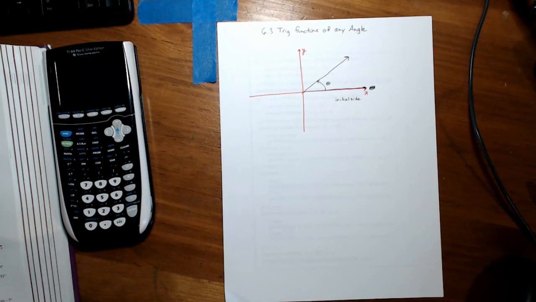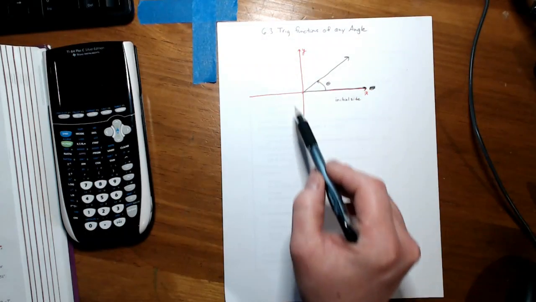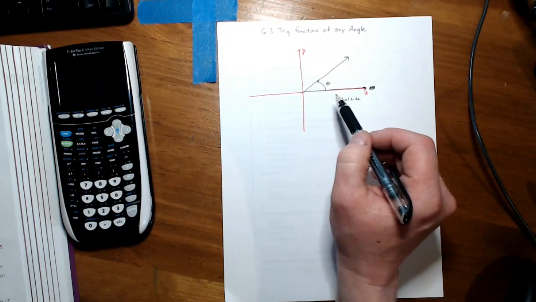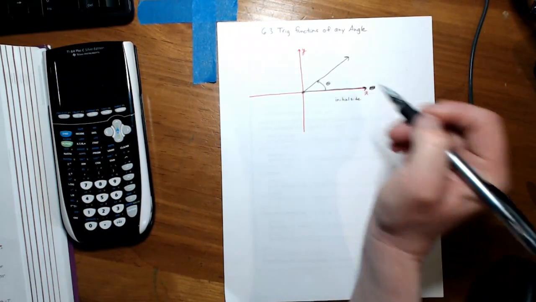Okay, in this section we're going to talk about trig functions of any angle. This is section 6.3. If you imagine a coordinate axis where you have your x-axis here and your y-axis here, we can measure any number of different types of angles as we rotate around the origin here.